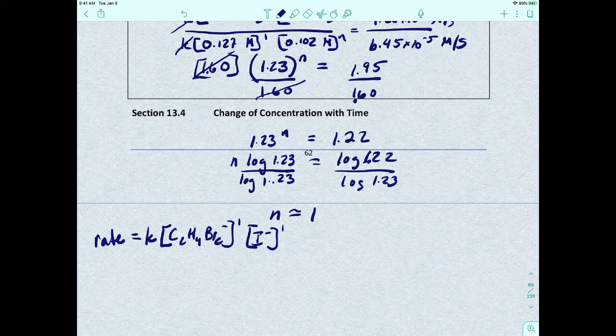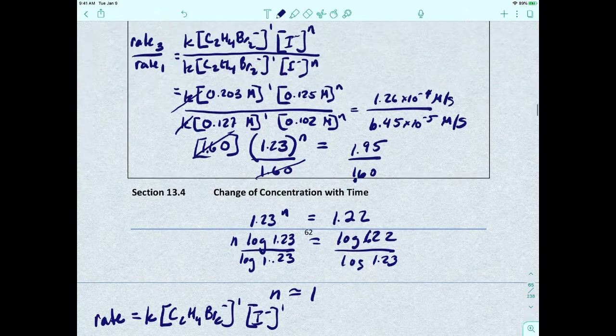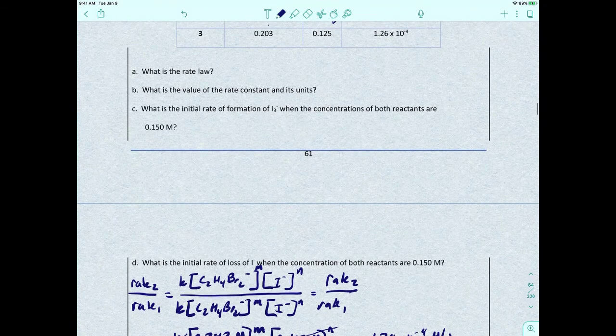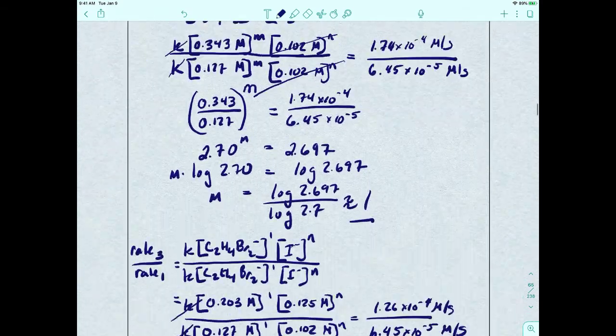All right, so we got that. Yay! Hard part's over. Now, second question. Going back up here, we got the rate law. The second question is this: what is the value of the rate constant and its units? All right, so what we're going to do is pick out one experiment and work with that.